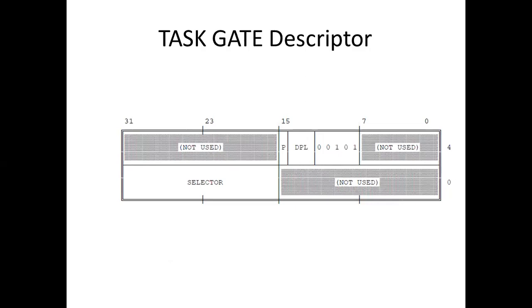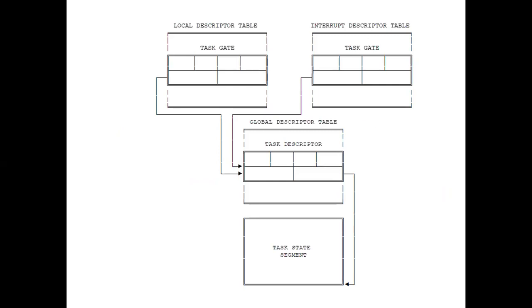Task gate descriptor: it has selectors from bits 16 to 31, along with a P bit and descriptor privilege level bits. A task gate descriptor is there. First of all, the task gate descriptor uses the DPL and the P bit to access the values. A local descriptor table is shown in the figure. A task gate is there which goes to access the GDT, the global descriptor table, whereas the IDT, the interrupt descriptor table, also accesses the global descriptor table.